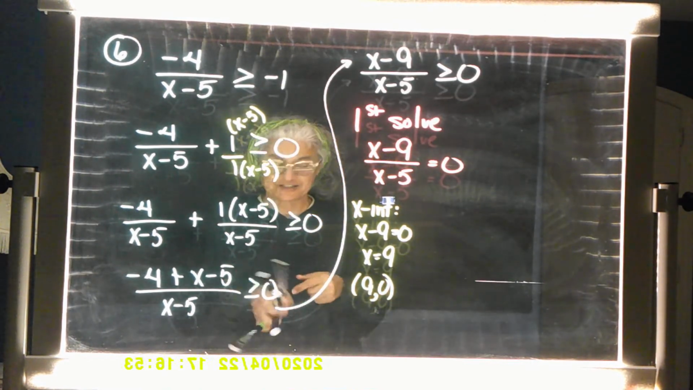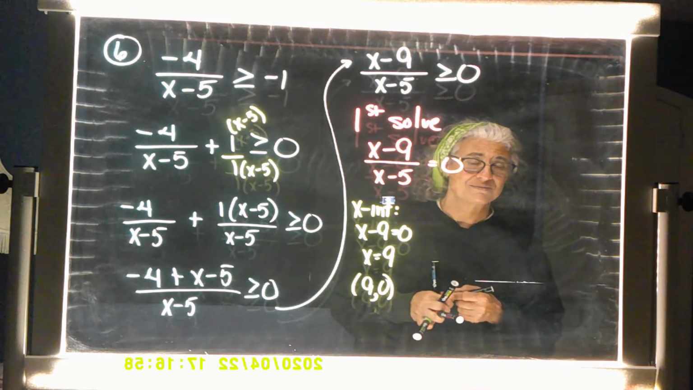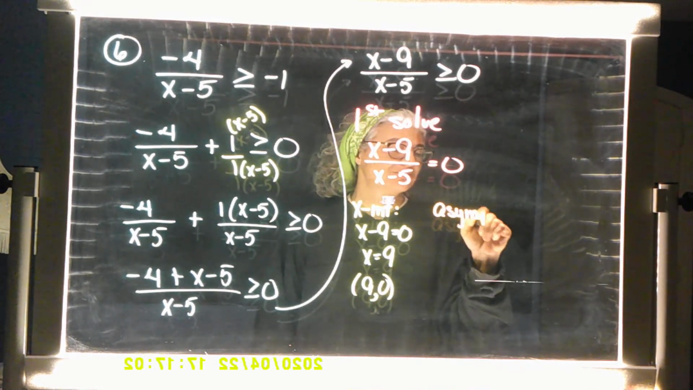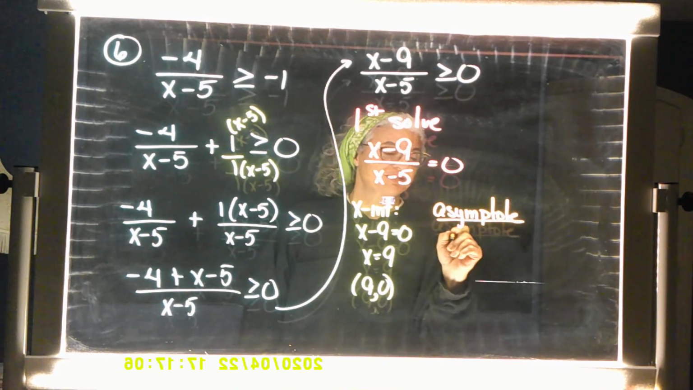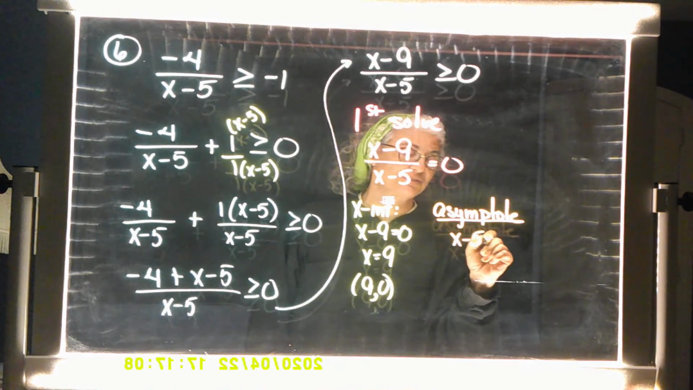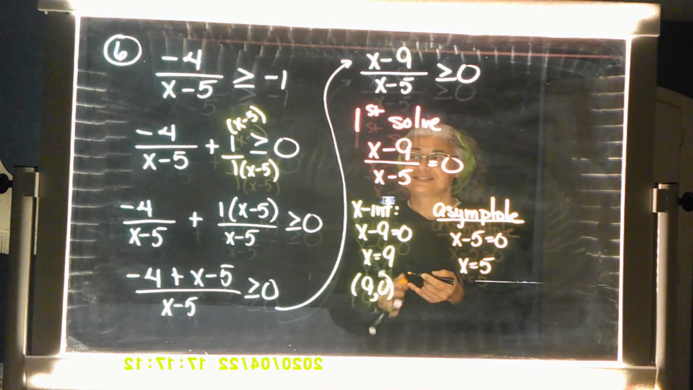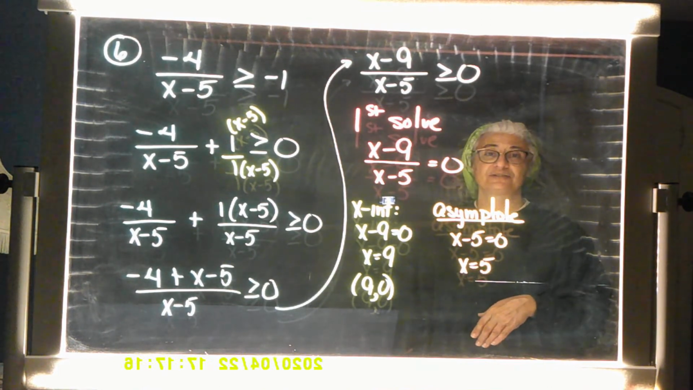Now, the x minus 5, since it's in the denominator, is that giving me an x-intercept? Nope, that's giving me an asymptote. Lovely. So, this x minus 5 still gets set to 0, and now I get x equaling 5. Now I have a wall at x equaling 5.